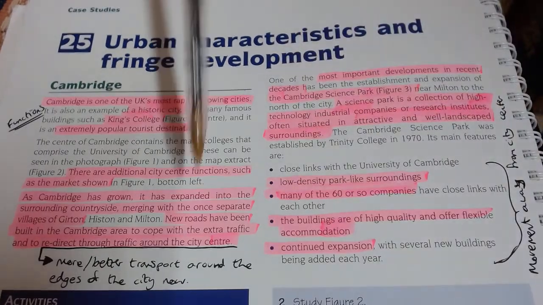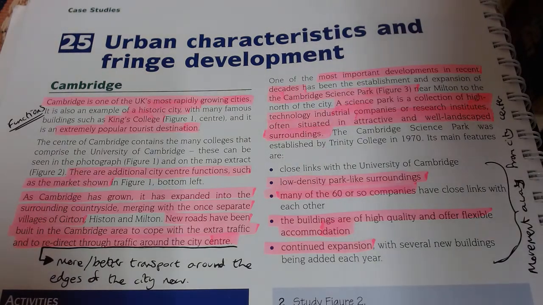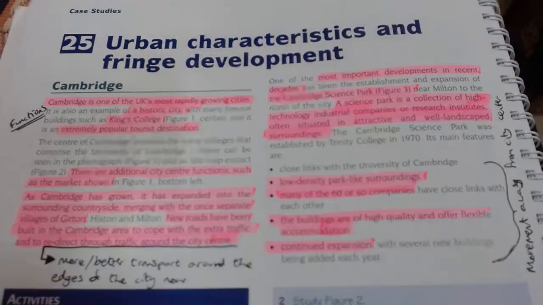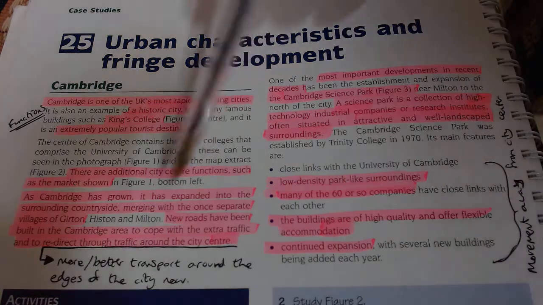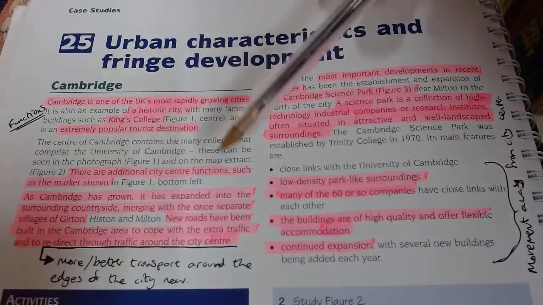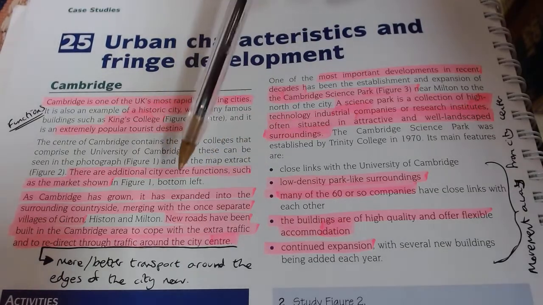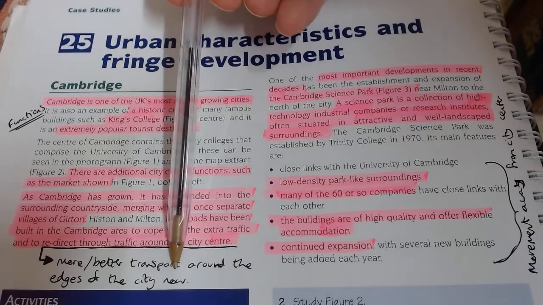New roads are built around the area to try and divert traffic away, because remember we said one of the problems cities experience is traffic congestion, air pollution, noise, stuff like that. So now what they're trying to do is keep Cambridge, but put main roads or motorways around it to try and avoid traffic. So better transport around the edge of the city is what I've added.